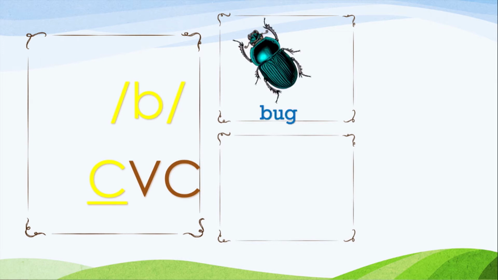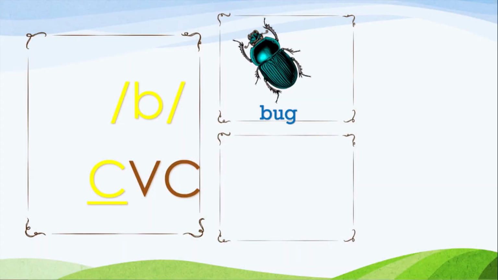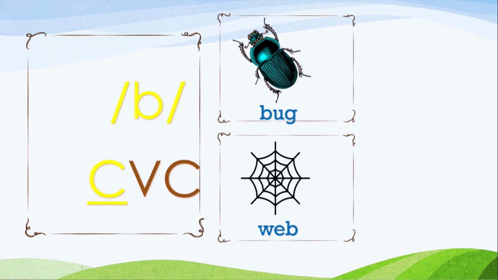So, here's our first word. We look at the picture. Do you know what that is, boys and girls? And we say the word bug. B-ug, bug. We listen for the sound. B-ug, bug. And here's our second picture.